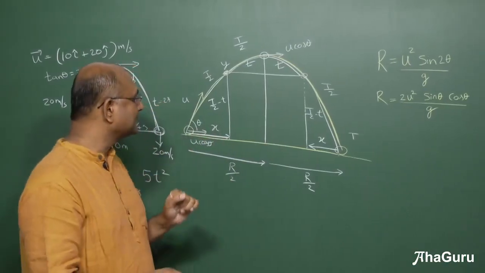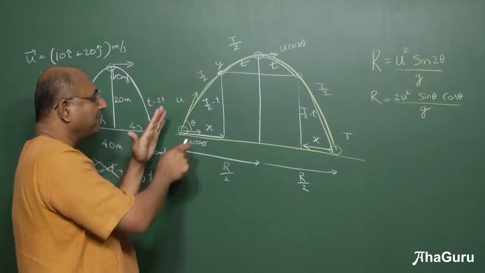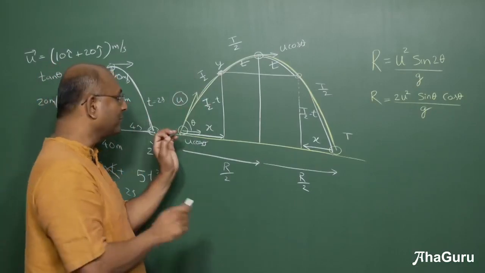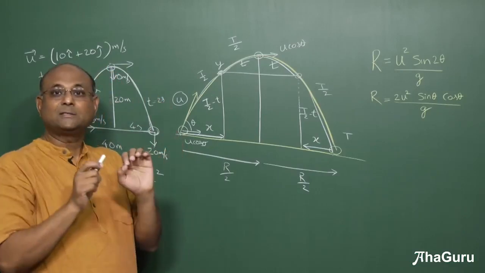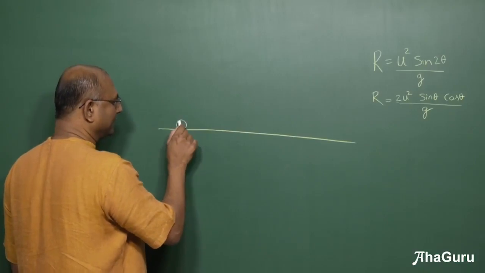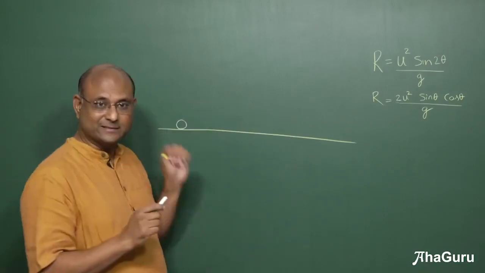Now let us look at a slightly different situation where we are throwing this at various angles, but we are going to keep u fixed. So what we are going to do is we are going to keep u fixed and we are going to change the angle. Now let us look at this case where I am throwing this ball with the exact same speed but at varying angles, right?